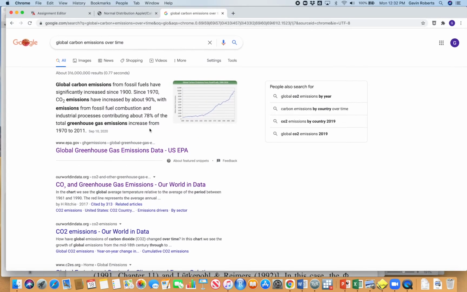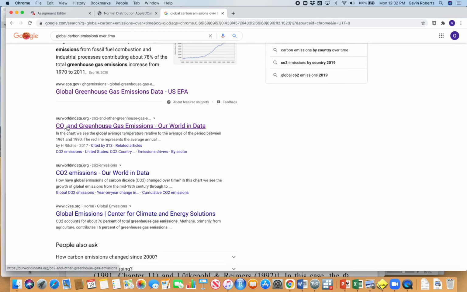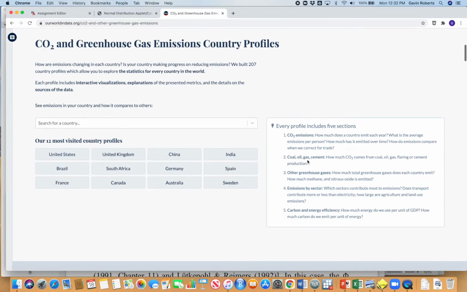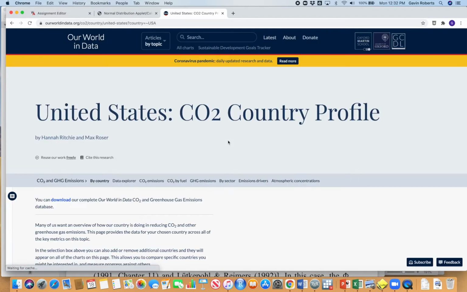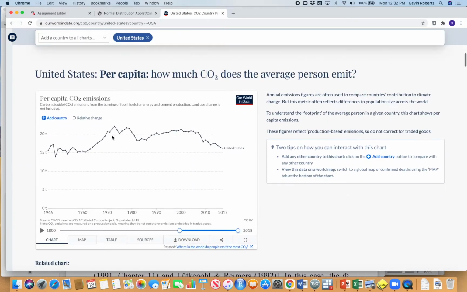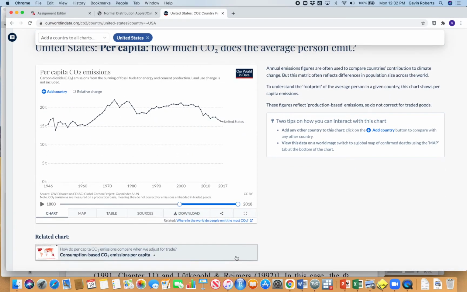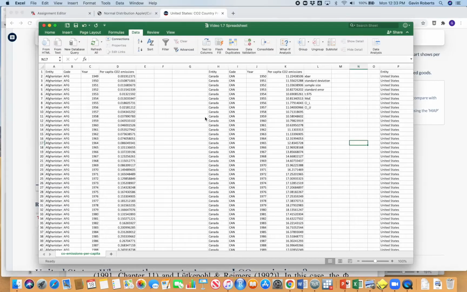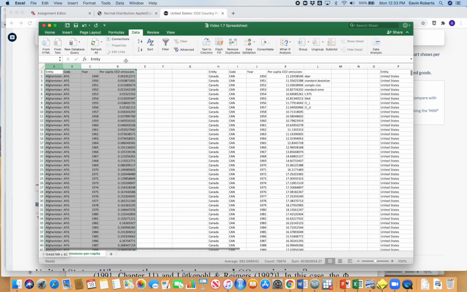I was just poking around online and found this data from ourworldindata.org, which is an organization that provides a lot of free data. You might want to look into it later in class for your project. And then I just clicked on one of these, and I noticed down here that we could download this data. It's always great to see that free download button when you're doing statistics. What happened is I was given this data set right here.